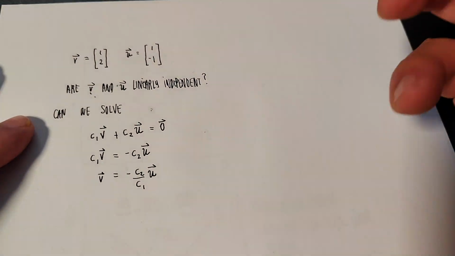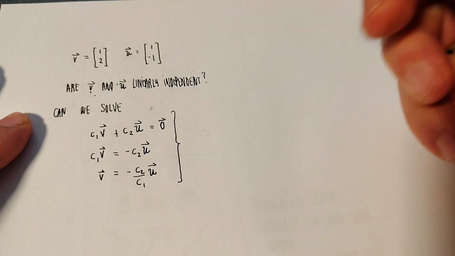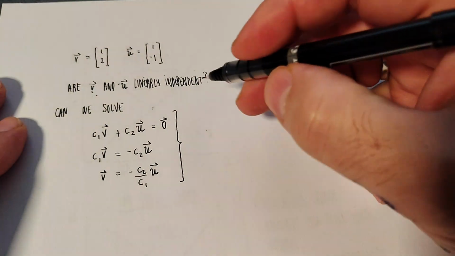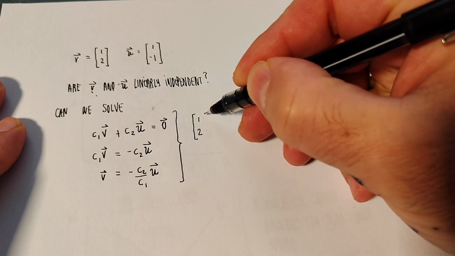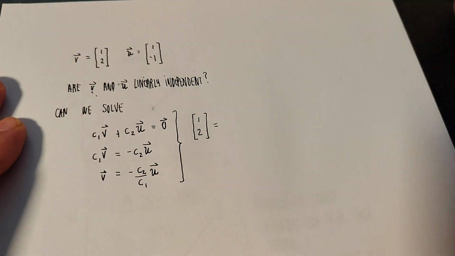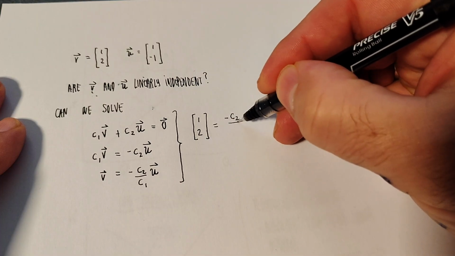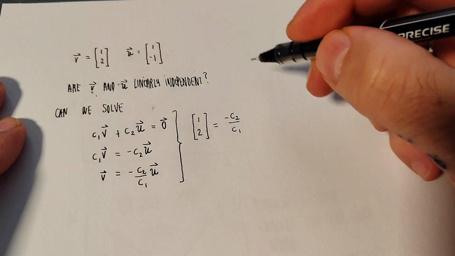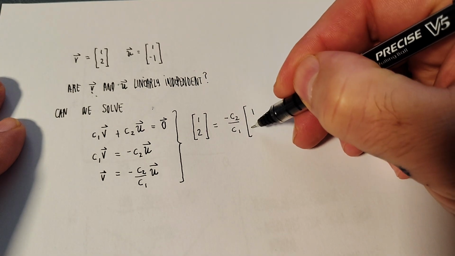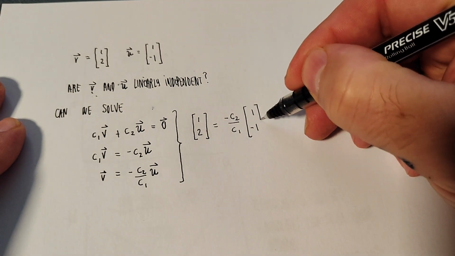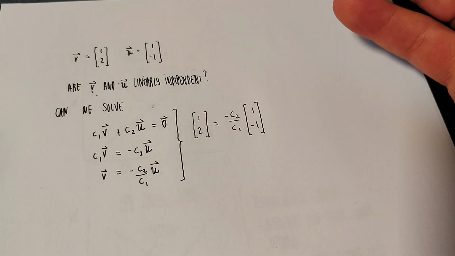Okay, so let's plug in the numbers there, and what we'll get is, are there constants C1 and C2 such that 1, 2 is equal to negative C2 over C1 times U, which is 1 and -1. Okay. Is this possible? All right.